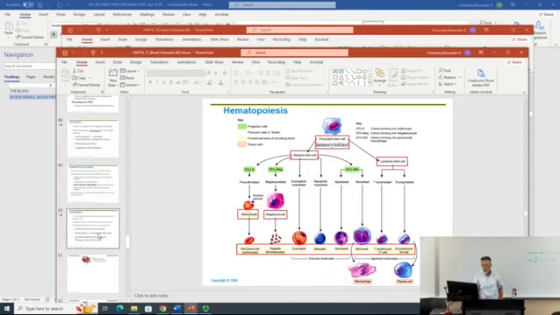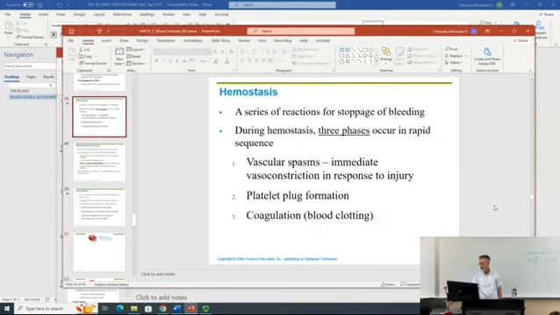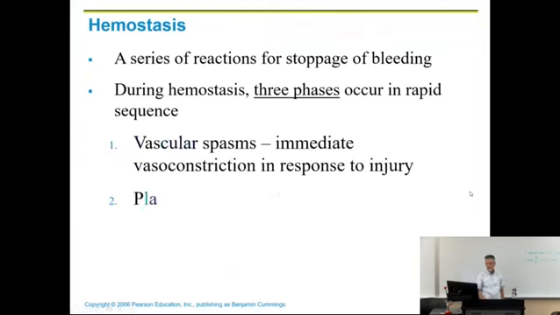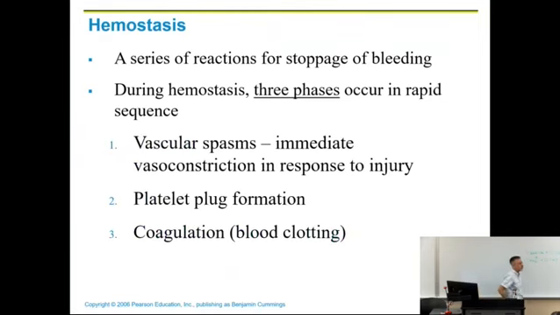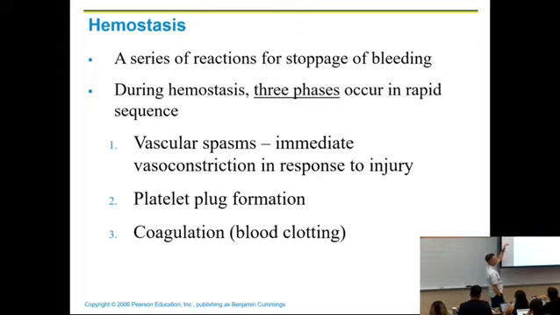But when there is an issue in terms of hemostasis and a broken blood vessel, we have two things that we can describe. One is basically the three phases of hemostasis. First one is vascular spasm, second one is platelet plug formation, third one is coagulation. So for larger blood vessels, these are the three things that happen in that blood vessel when it's broken.